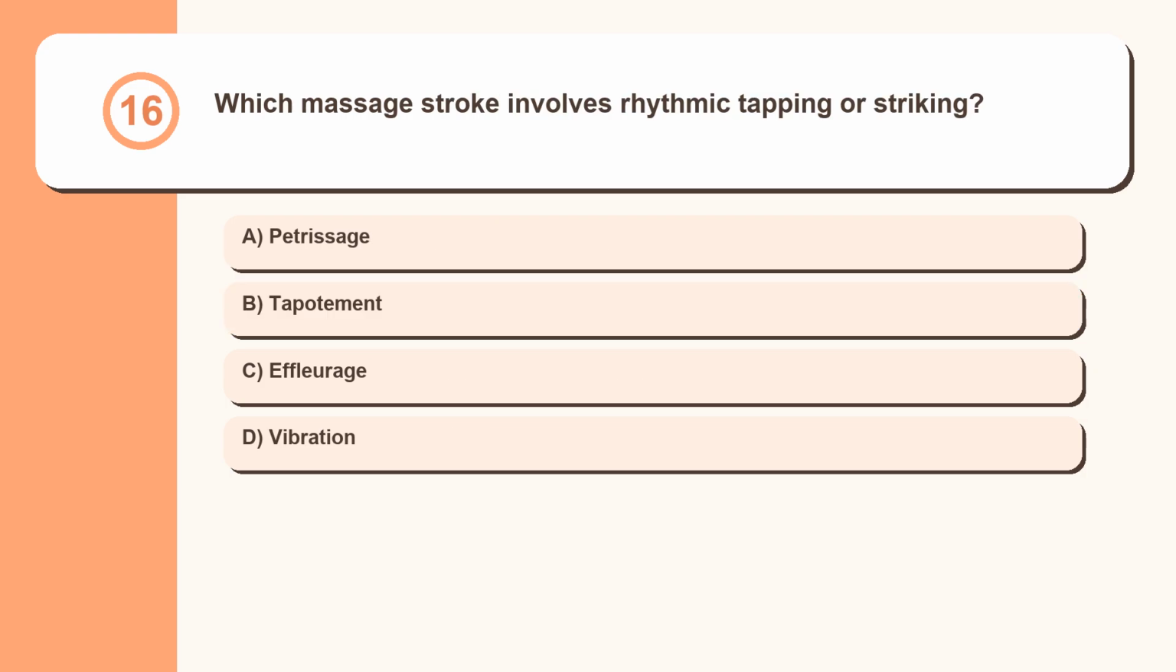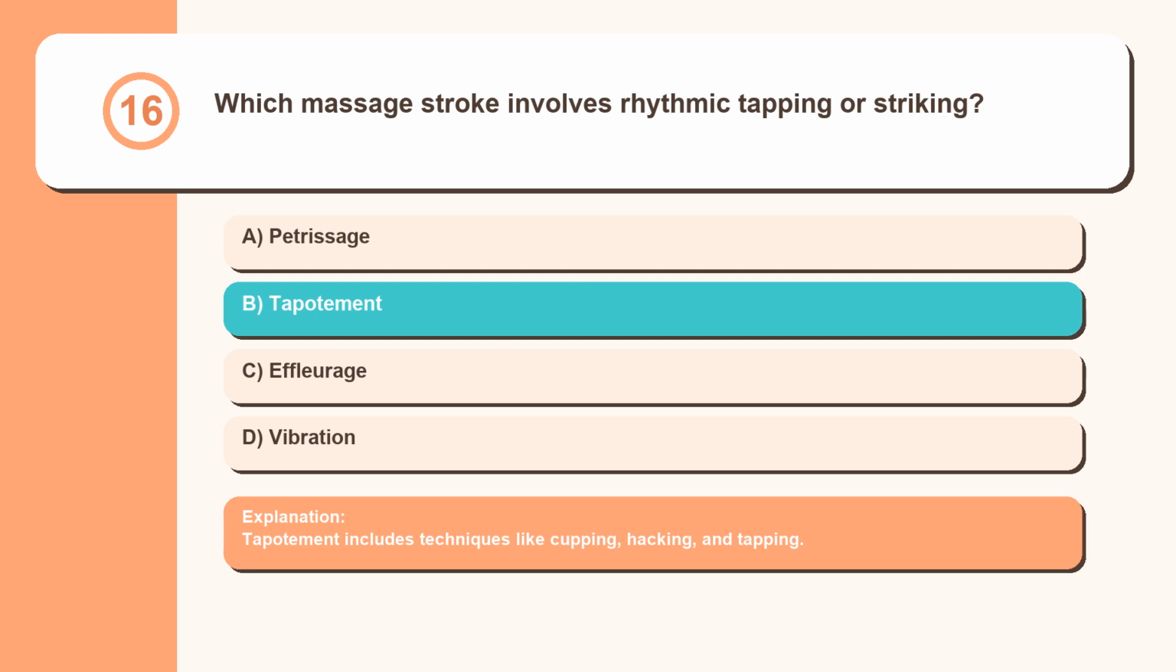Question 16. Which massage stroke involves rhythmic tapping or striking? Petrissage, tapotement, effleurage, vibration. Tapotement includes techniques like cupping, hacking, and tapping.